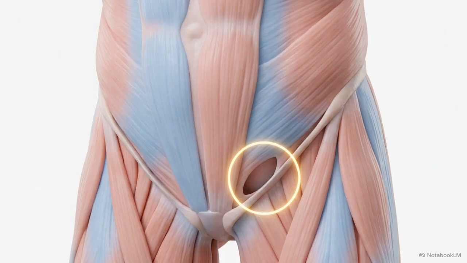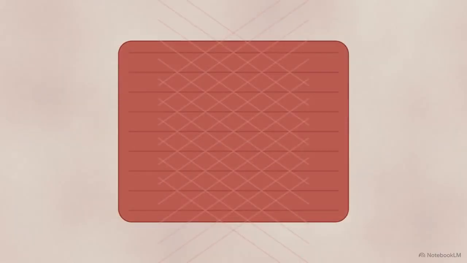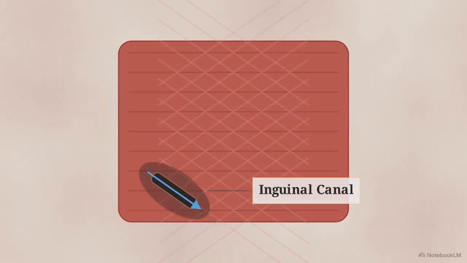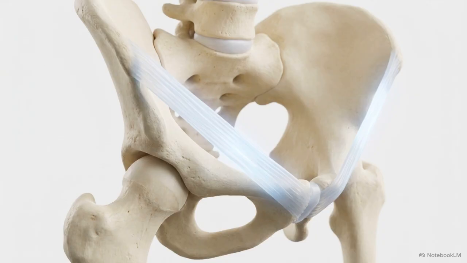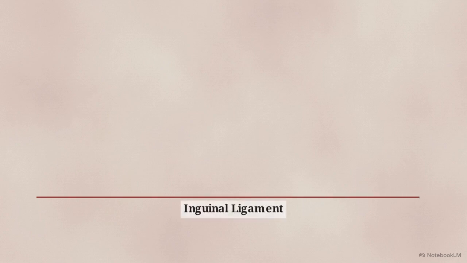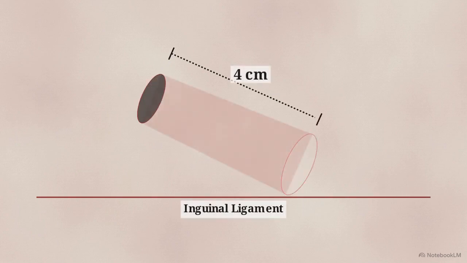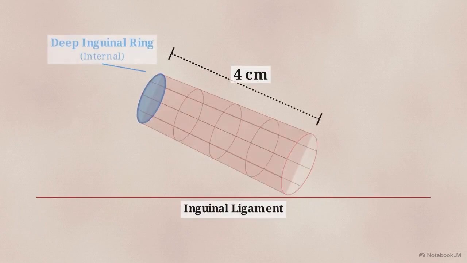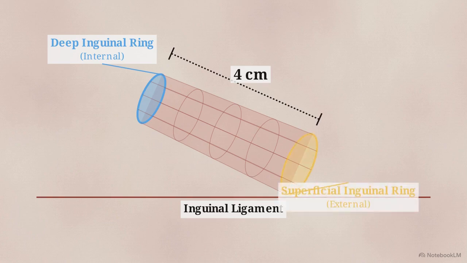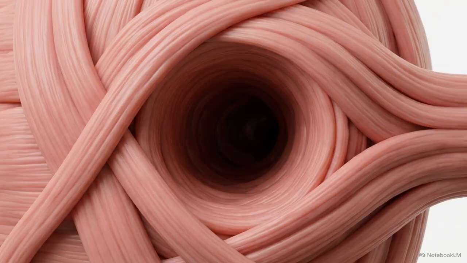Despite this multi-layered architecture, the abdominal wall contains a necessary biological compromise, an intentional gap in the muscular shield known as the inguinal canal. Located precisely above the medial half of the inguinal ligament, this oblique intermuscular passage measures approximately 4 centimeters in length. It begins internally at the deep inguinal ring and terminates superficially at the superficial inguinal ring. This passage exists strictly to transmit critical anatomical contents.